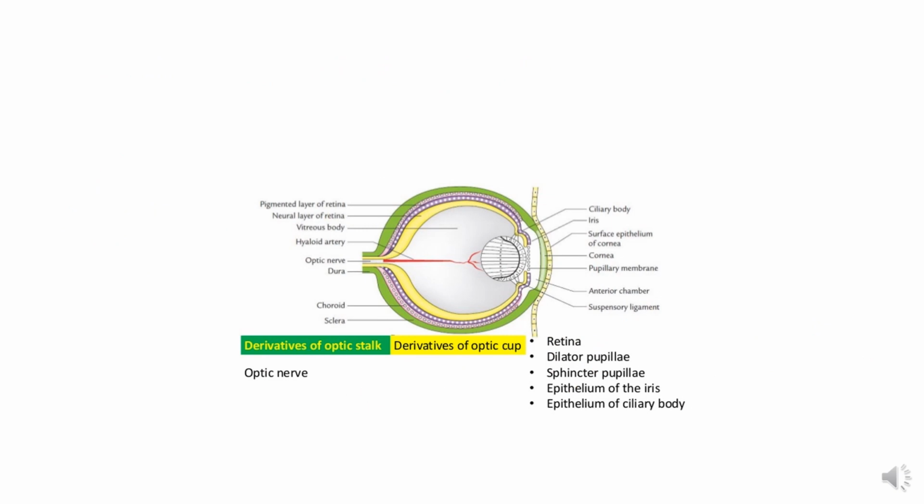From the optic cup and the optic stalk, these are the derivatives of the forebrain, that is, neuroectoderm. The derivative of the optic stalk is the optic nerve, and the derivatives of the optic cup are the retina, the dilator and sphincter pupillae, which are muscles of the iris, the epithelium of the iris, and the epithelium of the ciliary body. So these are the derivatives of the optic cup.